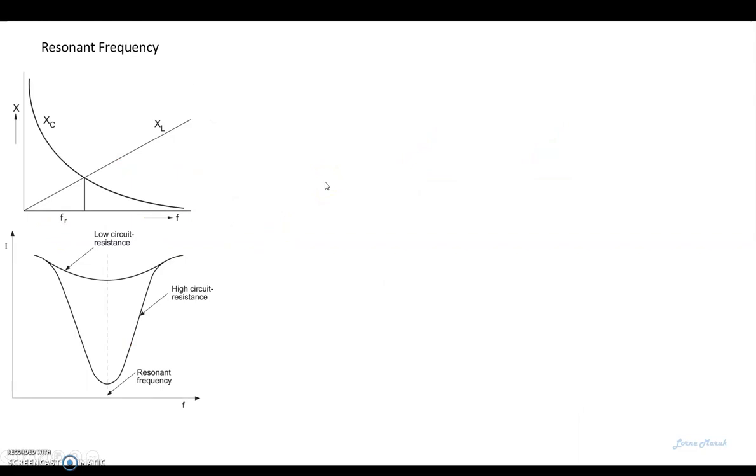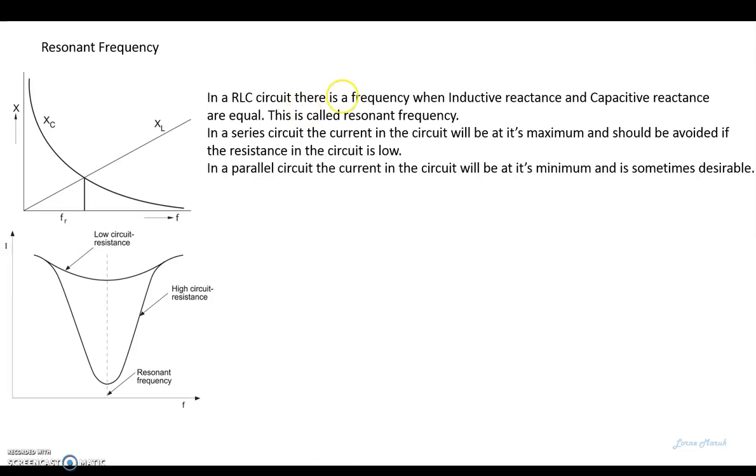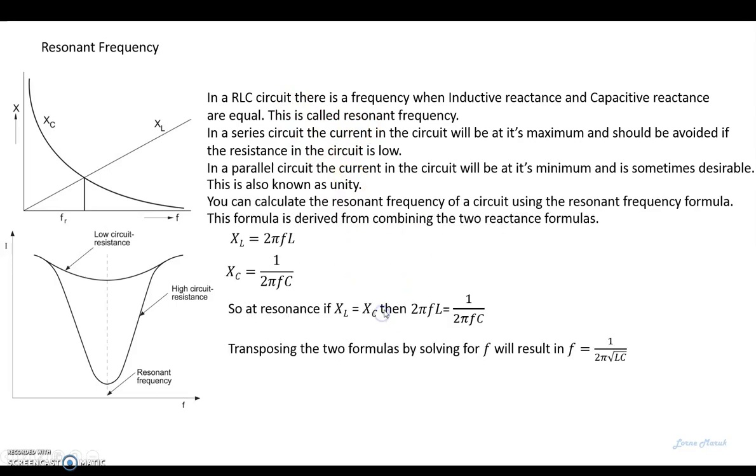Well, once again, resonant frequency is involved with parallel circuits. And if you recall, resonant frequency is when capacitive reactance is equal to inductive reactance. And in series, we could have a super high current if we have a low resistance. In parallel, we will have a minimum current if it's still desirable. Of course, resonance is also known as unity. Our formulas from before to transpose and come up with the resonant frequency formula.